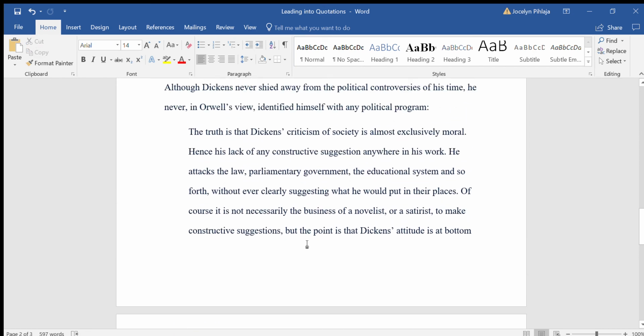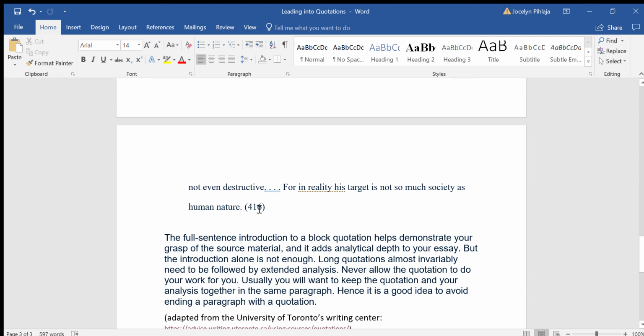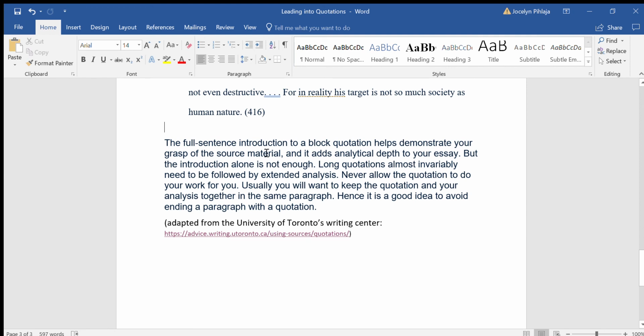So you just indent it. You don't have to use quotation marks. You still give a citation at the end if necessary. You put the period before it. The full sentence introduction to a block quotation helps demonstrate your grasp of the source material, and it adds analytical depth to your essay. But that introduction alone is not enough. Long quotations almost invariably need to be followed by extended analysis.